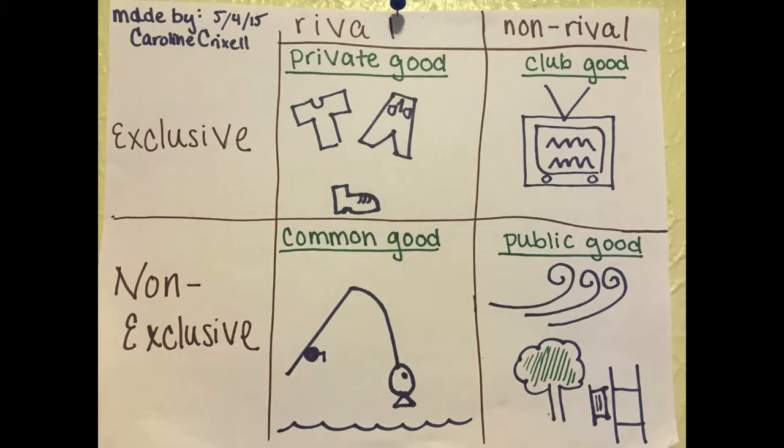Now, an example of a club good I gave can be cable television, right? So members of a household can buy or purchase this cable television, and so that makes it exclusive for the members of the household only, but it is non-rival because everyone within that membership can enjoy it. No one is precluded from the enjoyment of using cable television.